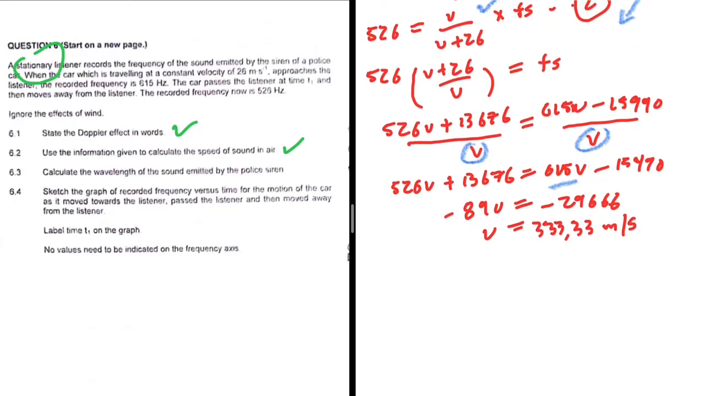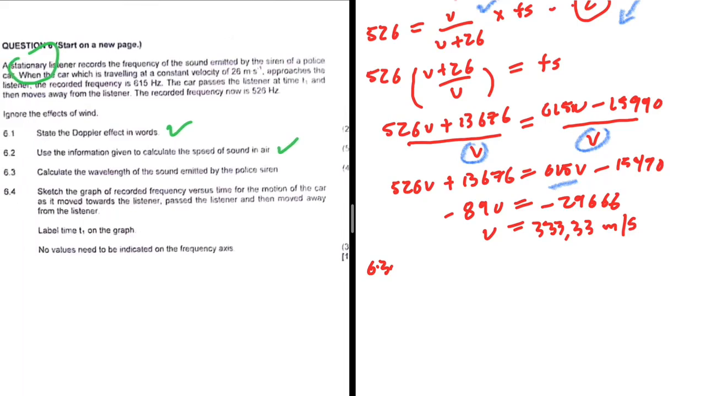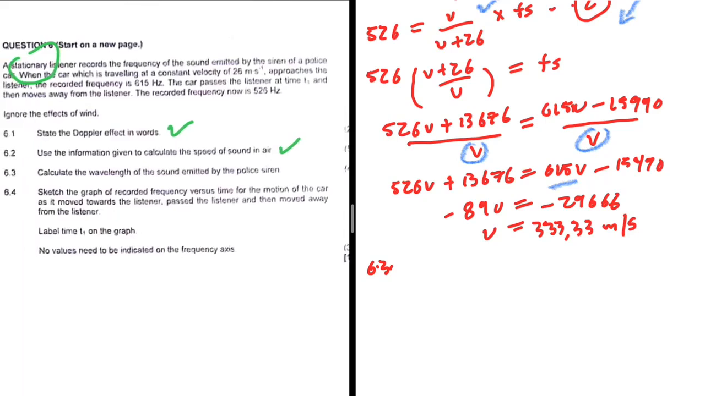That is 6.2. 6.3, calculate the wavelength of the sound emitted by the police siren. Okay, we want the wavelength of the sound emitted by the police siren. That is out of 4 marks. So the siren emits fs. This is what the siren emits. And then v is 333.33 meters per second. So we have v. We are looking for the wavelength.